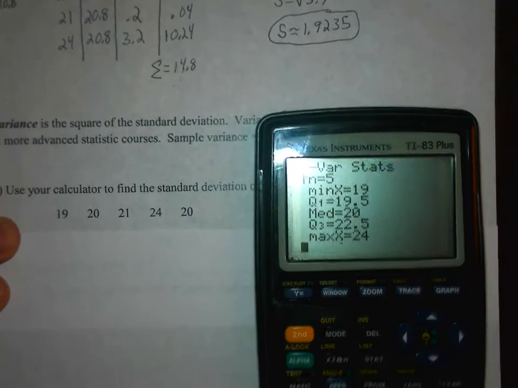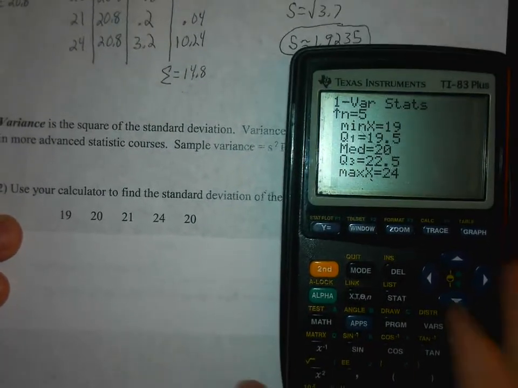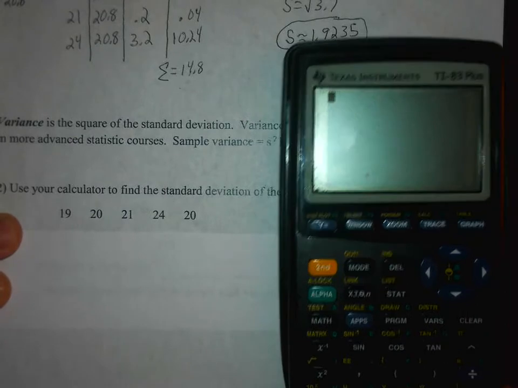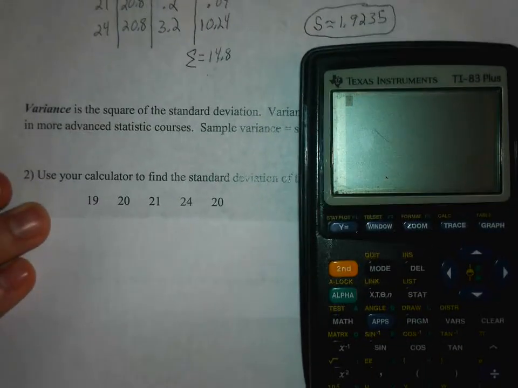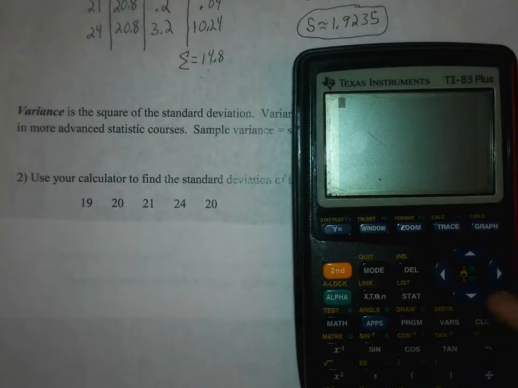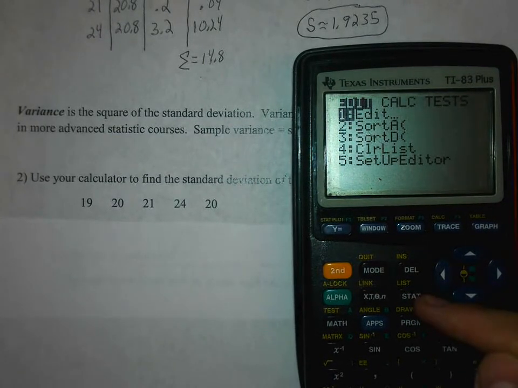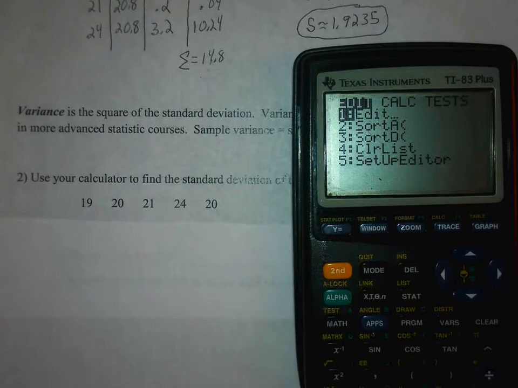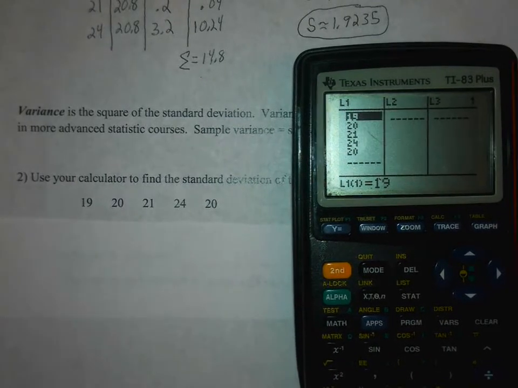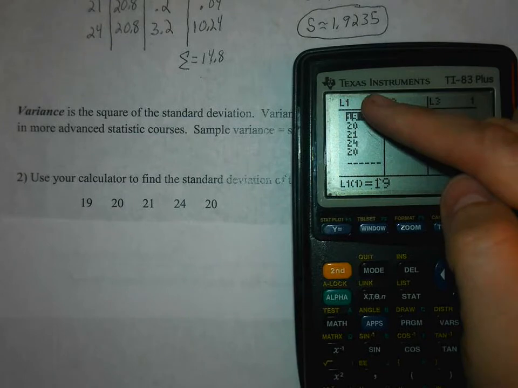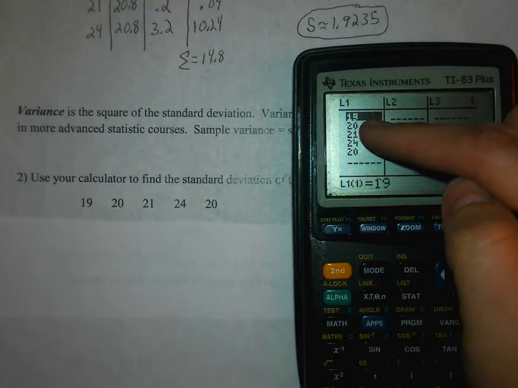Okay, so to do that, now I have a TI 83 Plus. The steps are very similar no matter which TI calculator you have, but the screens may look a little bit different depending on your operating system. You press the stat key, which is next to the arrows. I'm pointing at it. And then you press enter to edit a list. Now I already have the values in there. In L1, meaning list 1, you're going to enter 19, press enter, then 20, enter, and so on.